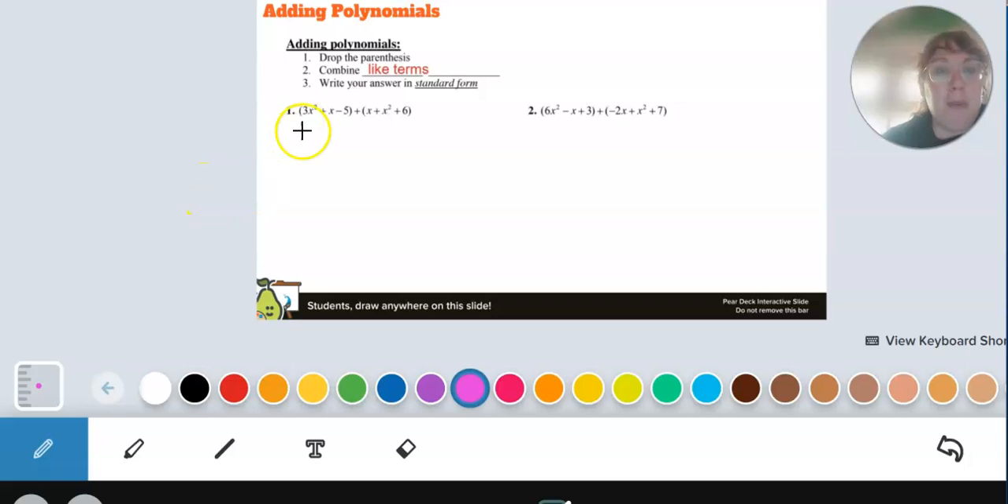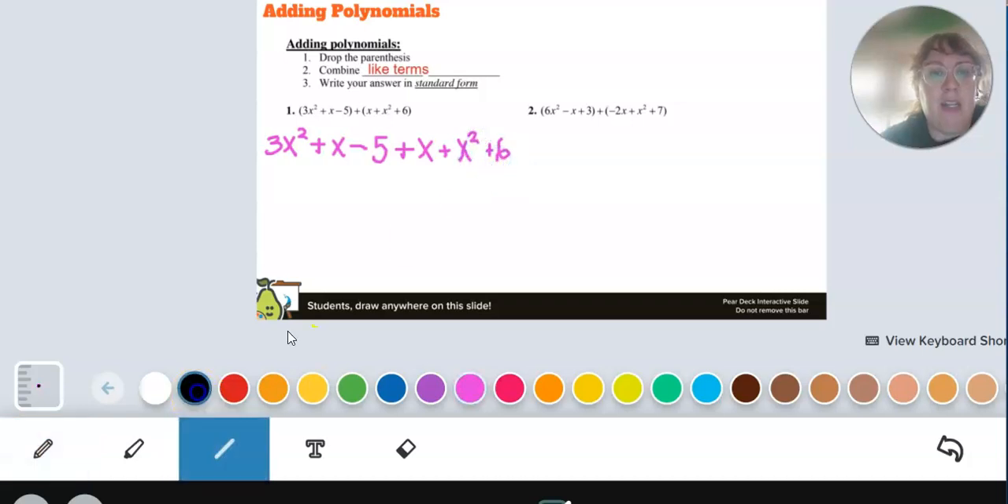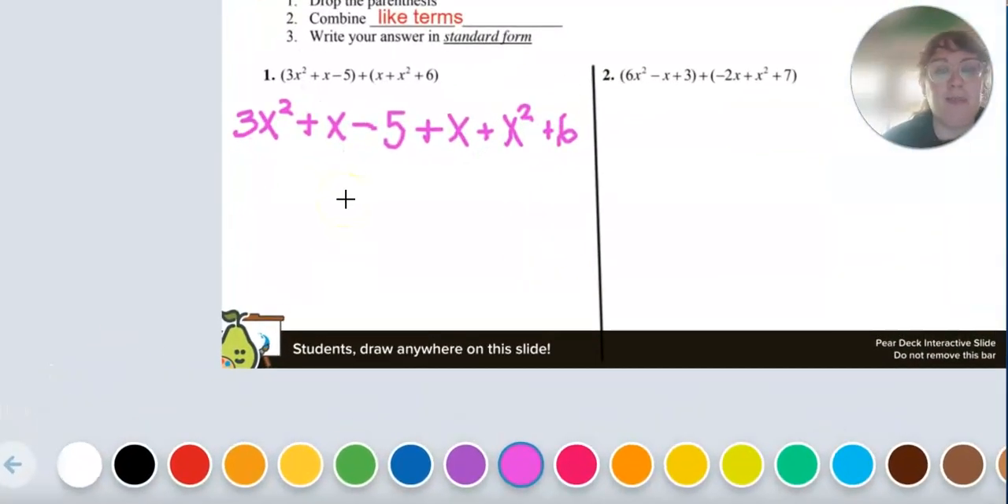So first, when we drop the parentheses here, we get 3x squared plus an x minus a 5. And then we have plus an x squared plus 6. And I'm just going to put a little line right here to keep it separate. And I'm going to zoom in. So we can combine 3x squared with an x squared. They both have that x squared. They're like terms. 3x squared plus x squared is 4x squared.